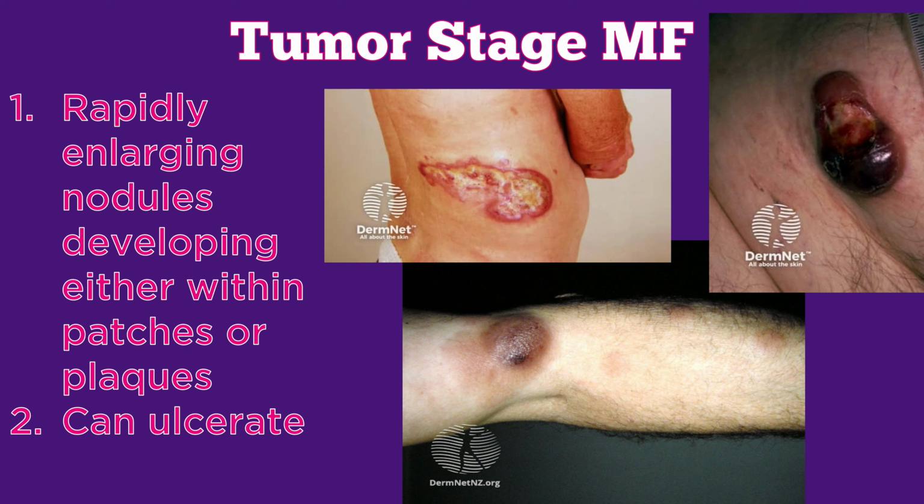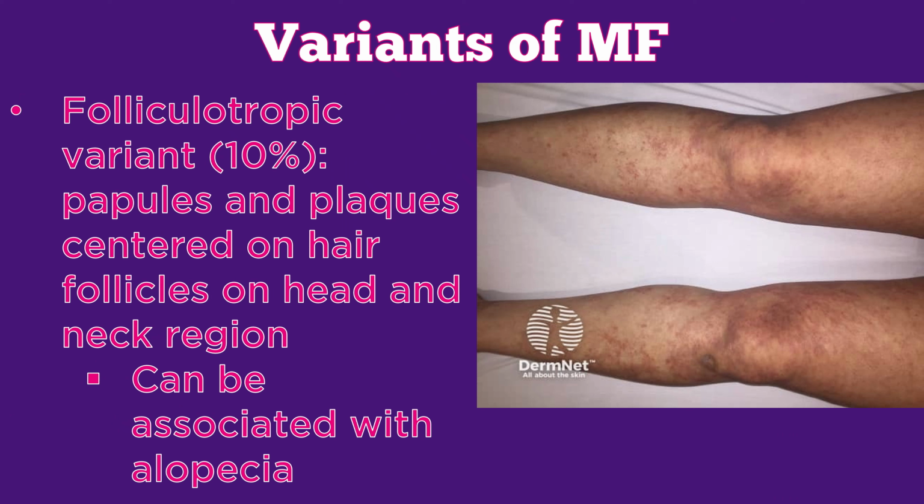Tumor stage MF consists of rapidly enlarging nodules that develop within patches or within plaques of MF. These tumor stage MF lesions can ulcerate at later stages. There are also several variants of MF that aren't really psoriasiform, but I will mention them for completeness' sake. There is a folliculotropic variant which causes 10% of all MF cases and typically appears as papules and plaques centered on the hair follicles on the head and neck region, and they can sometimes be associated with alopecia.